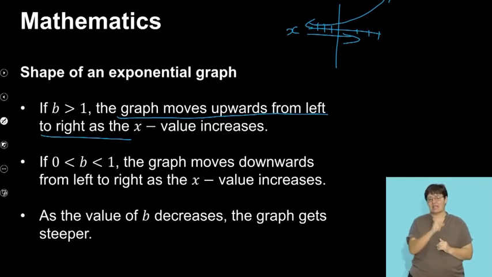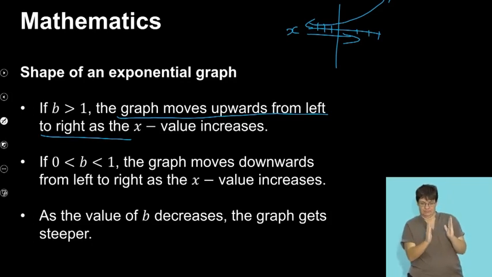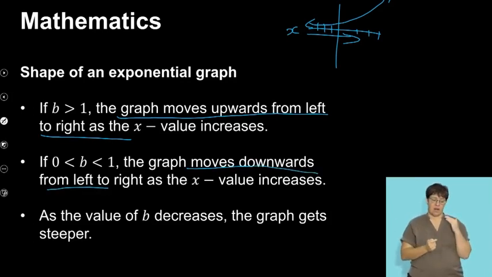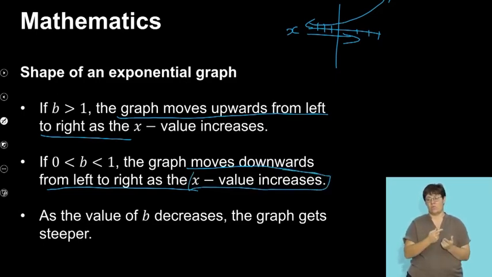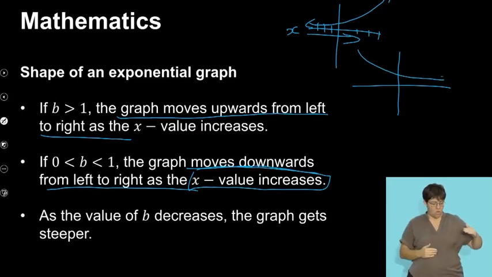So it can only be between 0 and 1. As you saw, it was a half, or it can be a quarter, or 3/4, as long as it is between 0 and 1. And this will then say that the graph moves downwards from left to right, as the x value is increasing. So graphically, this will look something like this. We said it is moving down, so it is like that.